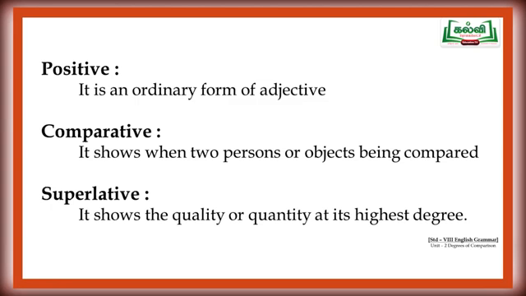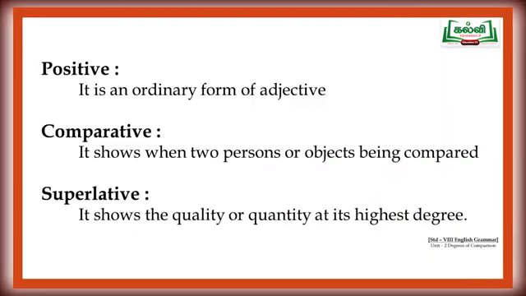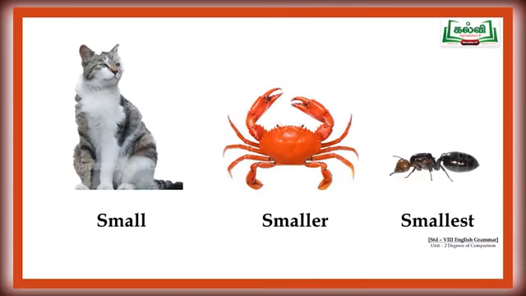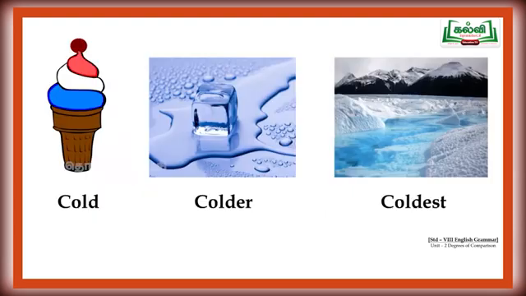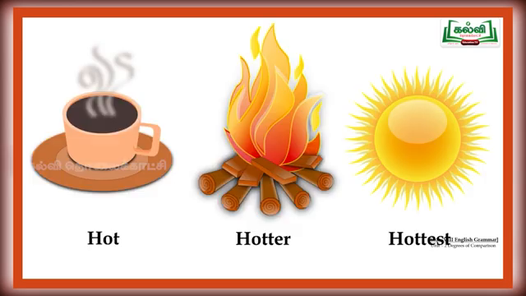Second one is comparative. It shows when two persons or two objects are being compared. Third one is superlative. It shows the quality or quantity at its highest degree. Look at the image now. Small, smaller, smallest. Cold, colder, coldest. Hot, hotter, hottest. Let us compare things with the real objects now.